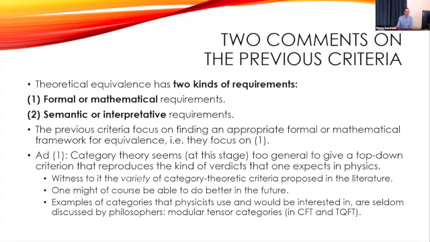Okay, so two comments on these previous criteria, and this is where I'm going to connect with the work that I am doing and my own view on this. We have seen that we have two kinds of requirements for theoretical equivalence: the formal requirement, but also the interpretative or semantic requirement. By formal, I simply mean mathematical. And the previous criteria have focused on finding an appropriate formal or mathematical framework for theoretical equivalence, which certainly is a requirement. It's something you need.